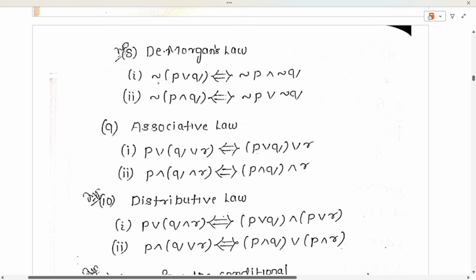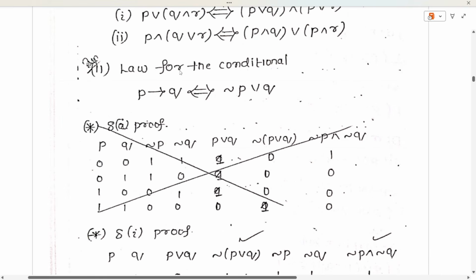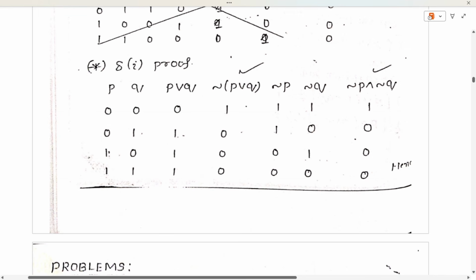This is one of the important ones: negation of P or Q gives you negation P and negation Q. See here, or changes to and, and the negation applies to both. The brackets get opened, and the symbol becomes the opposite. Then you know the associative law and distributive law. For the conditional, P conditional Q is negation P or Q. It is not negation P or negation Q, it is negation P or Q. You can see the proofs for this.